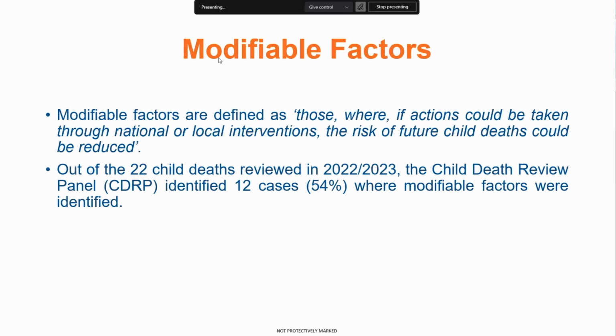In terms of modifiable factors, as we mentioned before, these are defined as those where, if actions could be taken through national or local interventions, the risk of future deaths could be reduced. Out of the 22 child death reviews in the 2022-23 period, the child death review panel identified 12 cases, or 54% of the cases reviewed that year, as having modifiable factors.